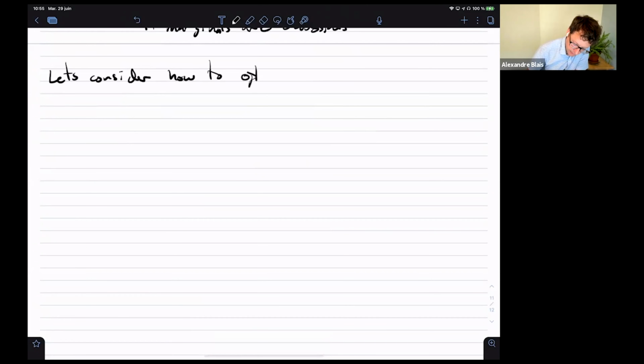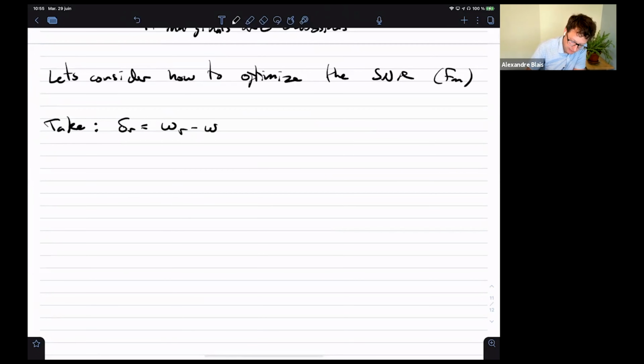Let's now do what I just said. Let's consider how to optimize the SNR, which is the same thing as optimizing the measurement fidelity. For simplicity, we will take what I'll call delta R, which is the difference between the resonator and the drive, to be equal to 0, okay? By the way, in all of the drawings that I've made so far, this is what I have assumed.